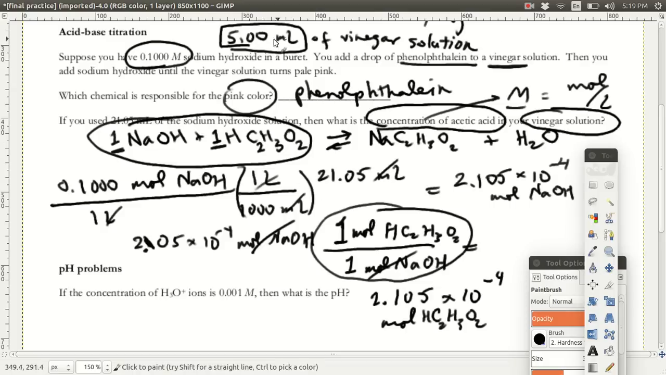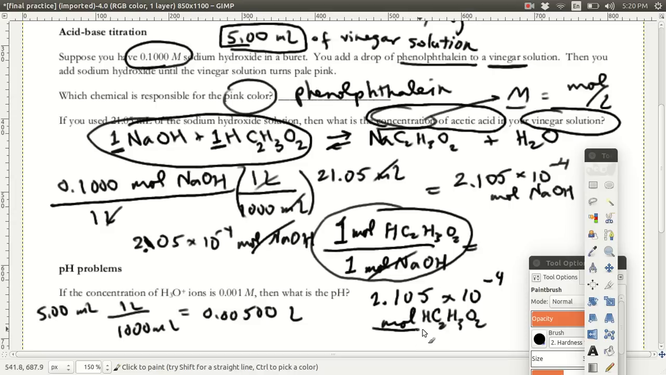Okay, so since I know this, I'm sorry that you didn't know that, but since I know this, I can do the problem. First, I'll change this to liters. This is 0.00500 liters. So now the concentration is molar, moles per liter. Moles divided by liters. Here's the moles. Divide this by the liters. 3 significant figures.